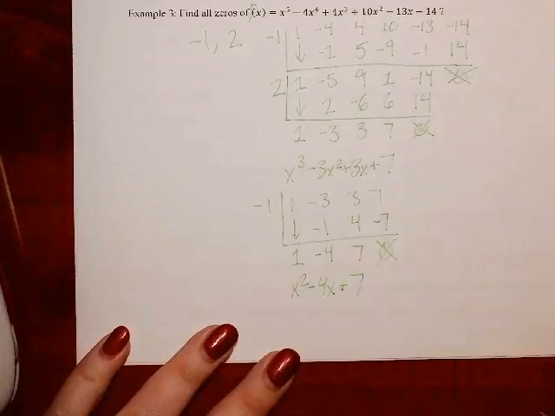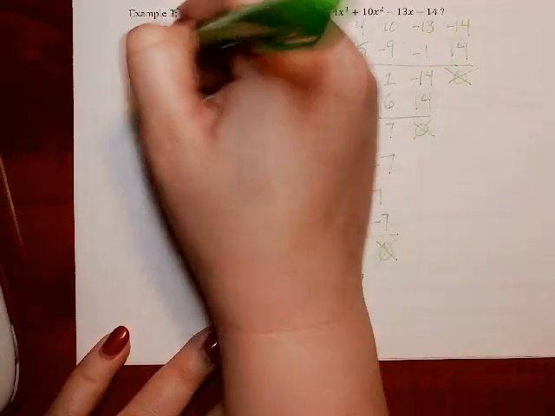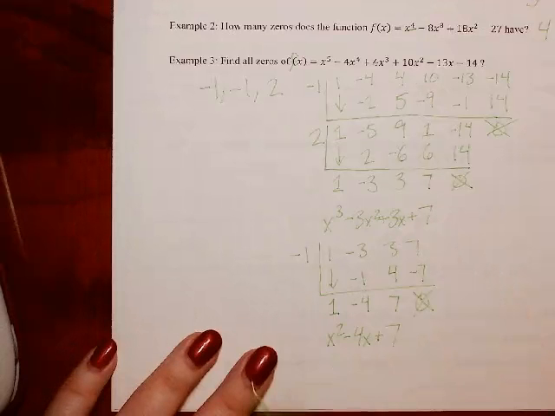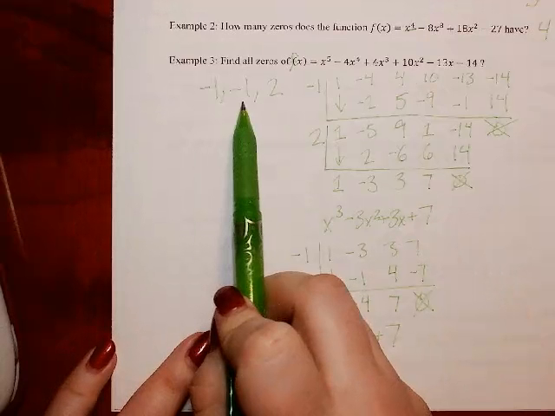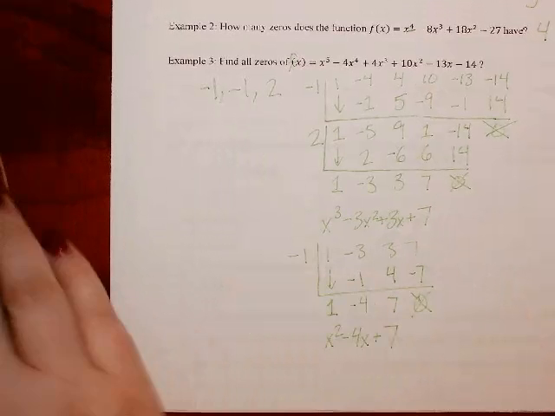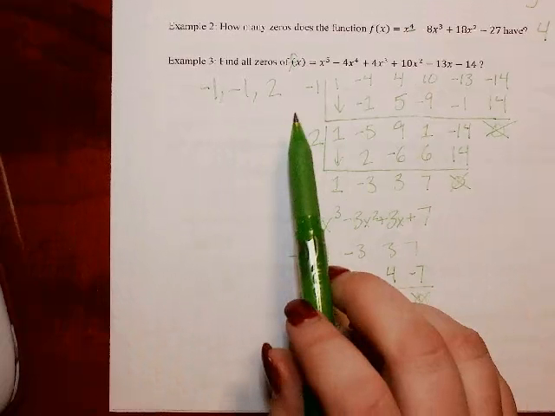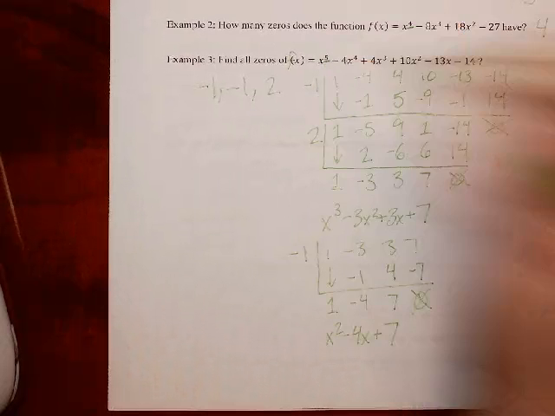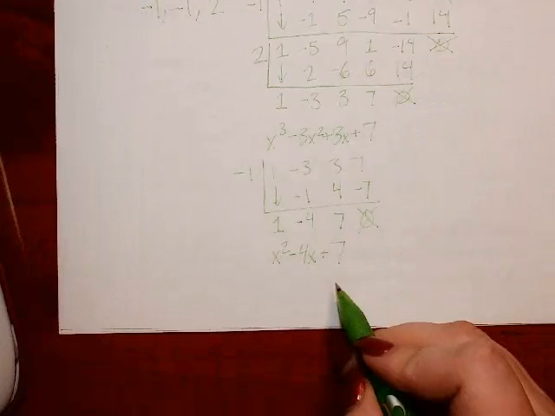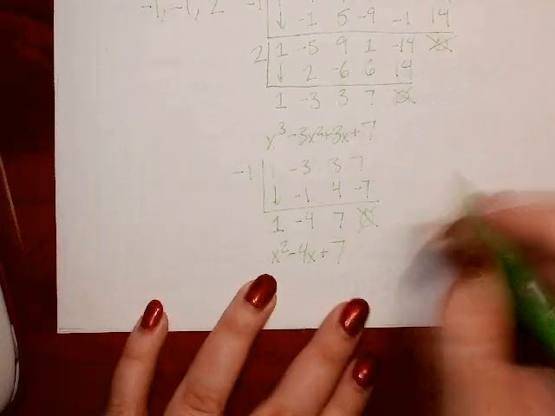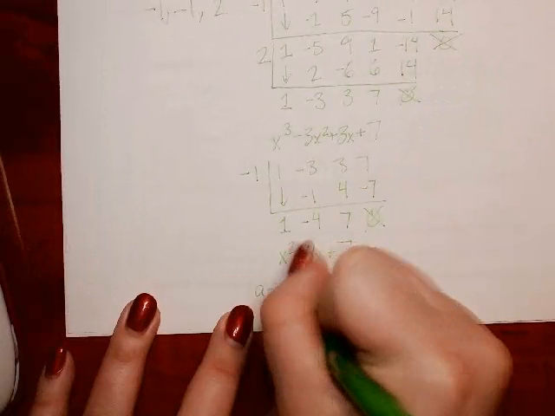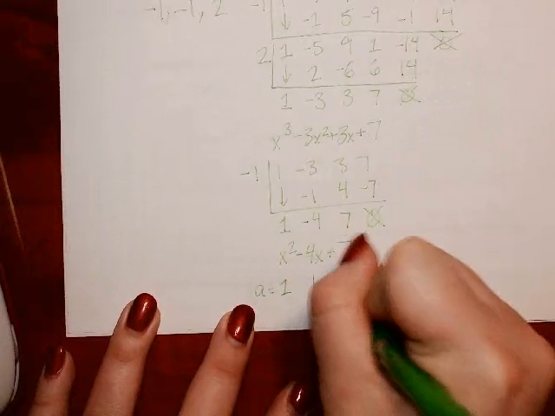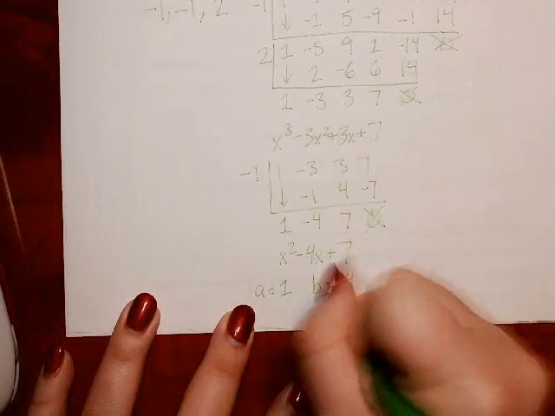So we have negative 1 happens twice, and we have 2. So we have 3 answers right now, and we need 5 total. So now we are going to use the quadratic formula to solve this. So A is 1, B equals negative 4, and C equals 7.